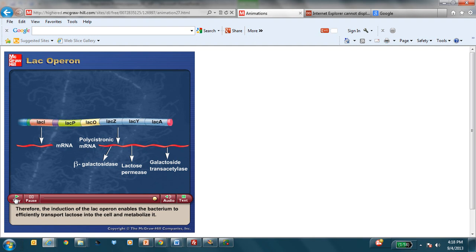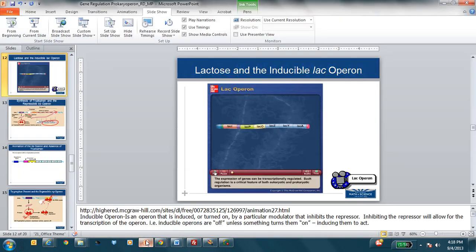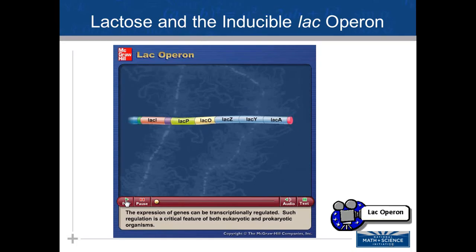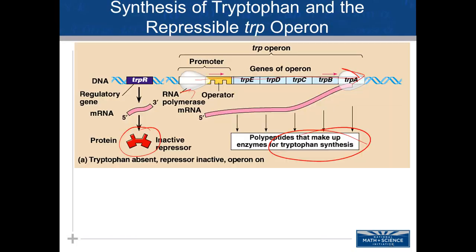All right, so I hope that helped with your understanding of the lac operon. The next thing we want to look at is another example of an operon system, but it's called the Trp operon. And we've already mentioned the Trp operon at the beginning of this presentation. The Trp operon is involved in the synthesis of the amino acid tryptophan.